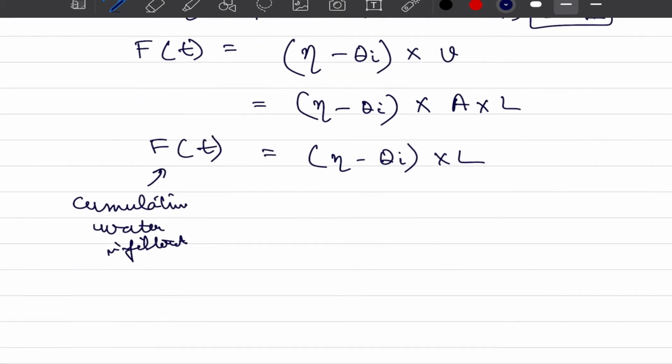Now, we also learned that Q is equal to minus K times H2 minus H1 divided by Z2 minus Z1.